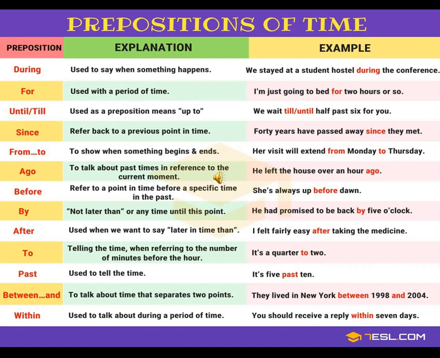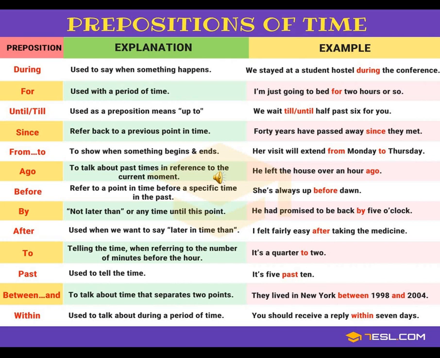When we are talking about something that has happened later in time, we use the word after. To, we use for telling the time when referring to the number of minutes before the hour. So it's 1:45, which means 15 minutes to 2 o'clock. Quarter means that. Past is also used to tell the time. So it's 5 past 10, the time that has already passed. So 5 past 10 means 10:05 on the clock.